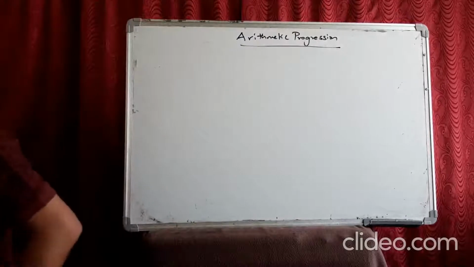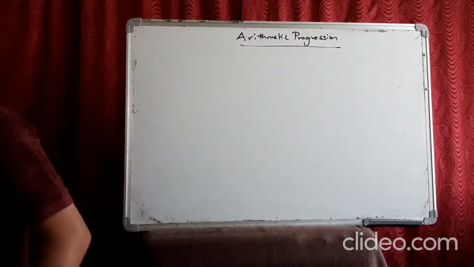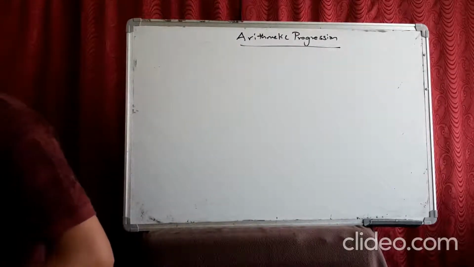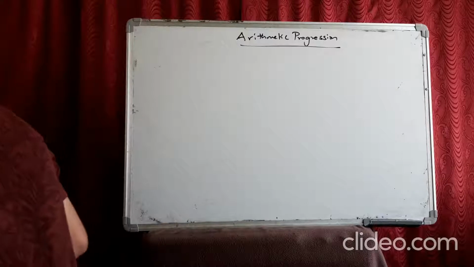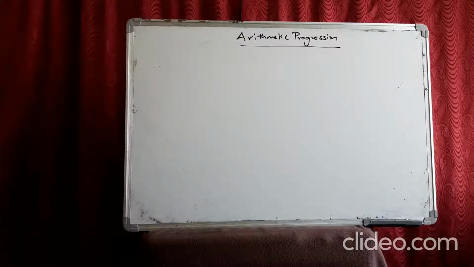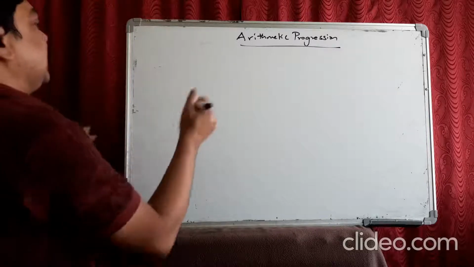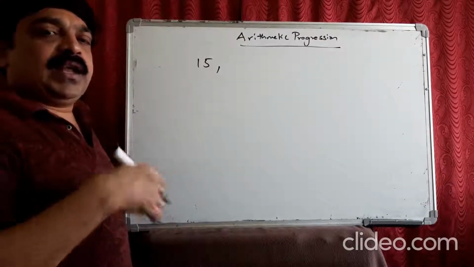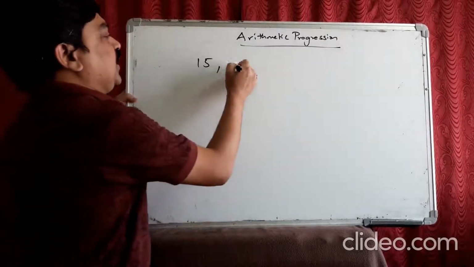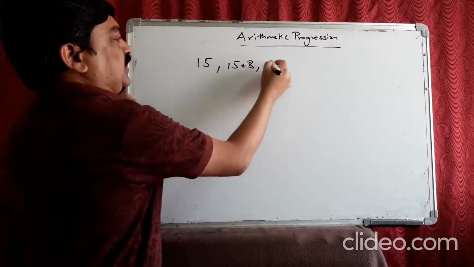So in exercise 5.1, in the first question, you are given 4 questions and you are asked to check whether they are forming AP or not. The first question is the taxi fare after each kilometer when the fare is 15 rupees for the first kilometer and 8 rupees for each additional kilometer. That means starting 15 rupees we have to pay. Again, after every kilometer you have to keep on adding 8 rupees.